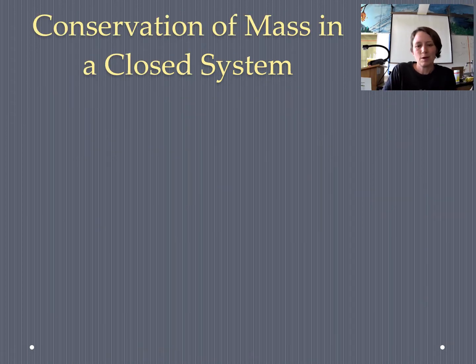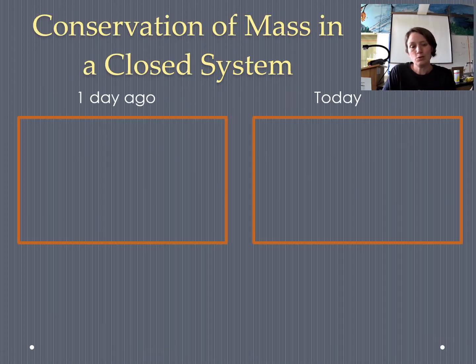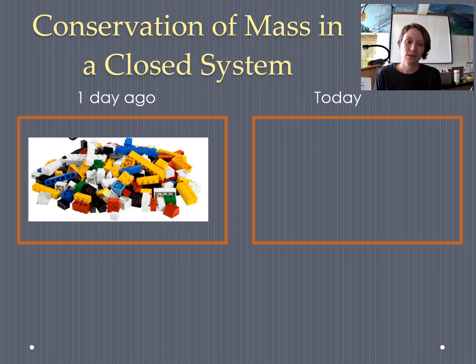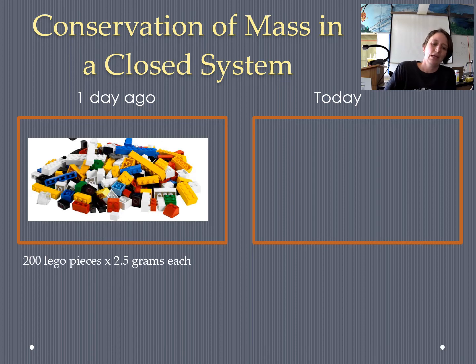Okay, so what kind of problems might we be solving with conservation of mass using closed systems? Well, you're going to want to start by creating your closed system and labeling that closed system at more than one time, because that's what we really want to see when we're talking about conservation of mass: what does that mass look like over time when it's staying in the system. For example, maybe one day ago, you have a pile of Legos in your room, and you have 200 Lego pieces. Each one has a mass of 2.5 grams, and you decide to make that into a closed system and keep all those Legos together in a pile, or in a box, if you wish.